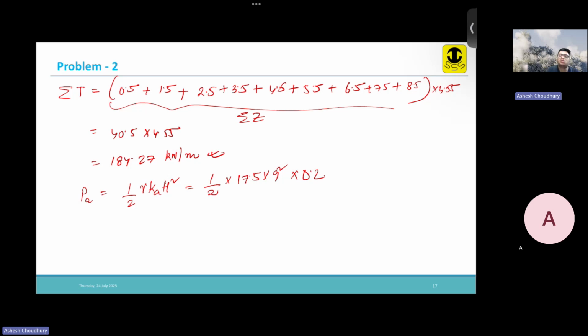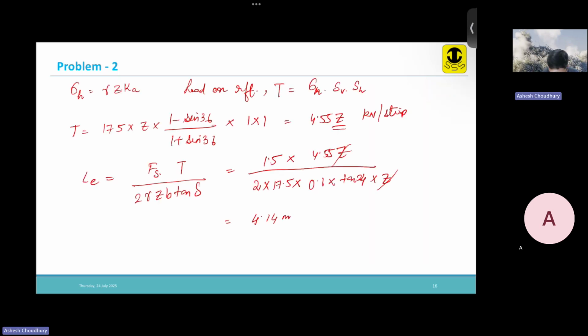Now let us see how much load is actually coming. It is nothing but the active earth pressure, half into 0.7, it will come out as 184.28 kilonewton per meter. Now you can see, so this load is actually balanced, right? It is nothing but equal to summation T. So my total load is balanced. So total earth pressure that is coming is actually taken care of. It is actually balanced by all the load, right?